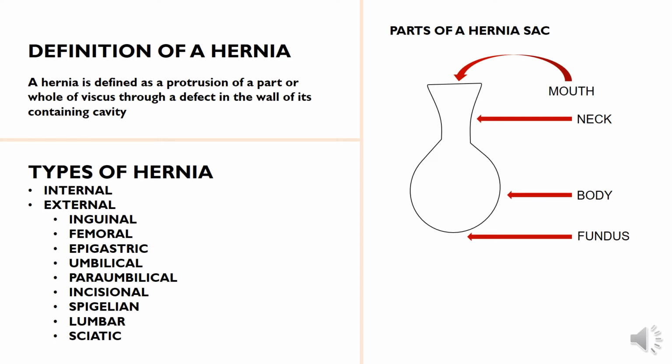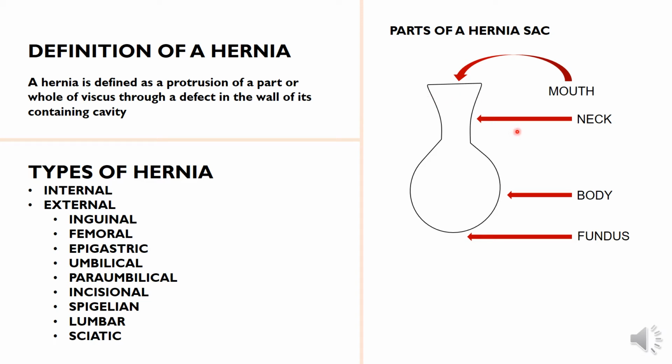While external hernias are the hernias that are externally visible to the human eyes. Examples are inguinal hernia, femoral hernia, epigastric hernia, umbilical hernia, paraumbilical hernia, incisional hernia, Spigelian hernia, lumbar hernia, sciatic hernia. Now all of these are named based on the anatomical location where you can find them. For example, inguinal hernias are the hernias that are found in the inguinal region.